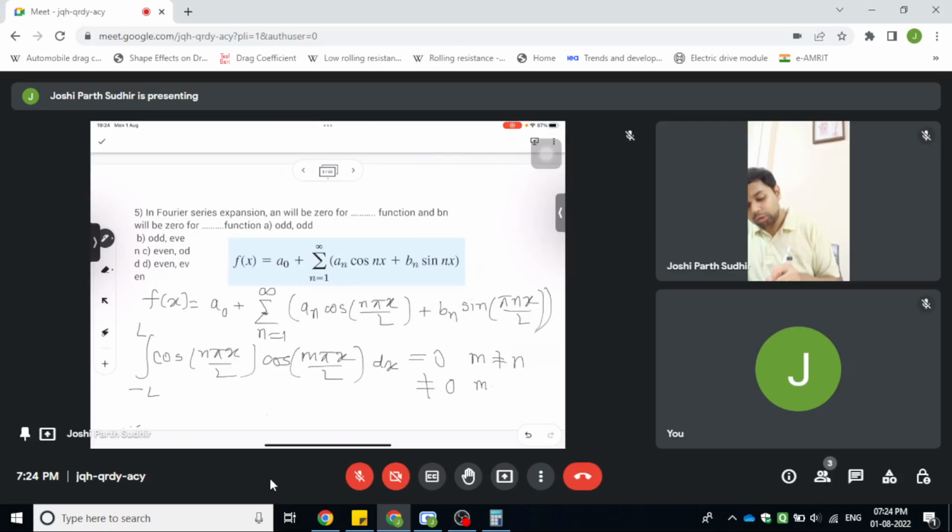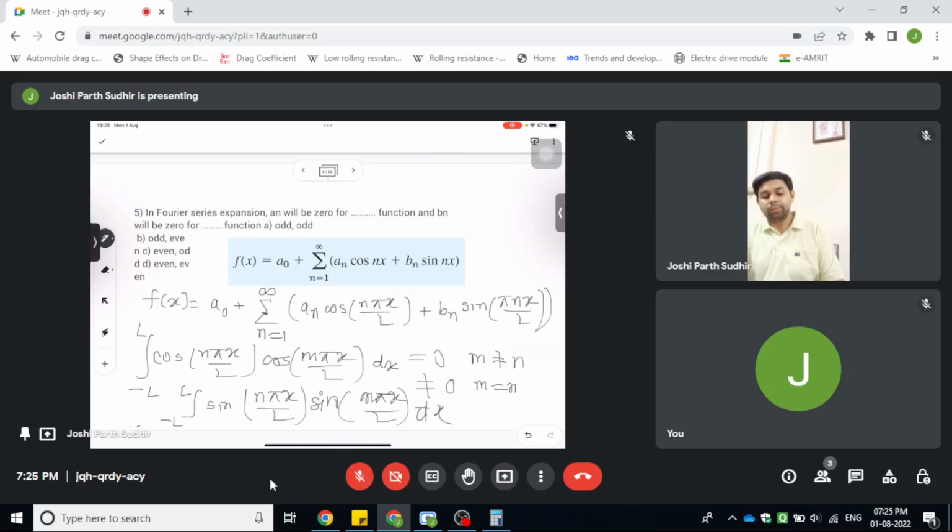Similarly, the sine function also has the same property. So the integral of sine n pi x by L into sine m pi x by L dx will again be 0 when m is not equal to n, and non-zero when m is equal to n. This property is useful for us to calculate the values of a n and b n.